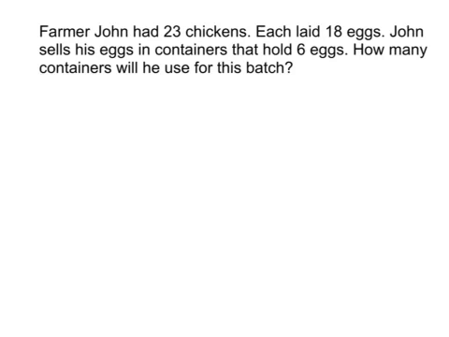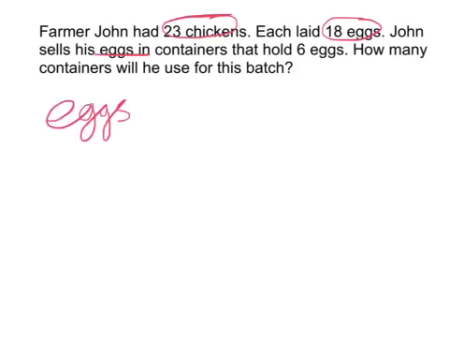Okay, sometimes it helps to circle the key figures. So we've got 23 chickens here, and each chicken's laid 18 eggs. And then John sells his eggs. So for starters, let's find out how many eggs there were. So eggs is going to equal, as far as I can see, 23 chickens times 18 eggs, because they lay 18 each. So it's a multiplication sum straight away.